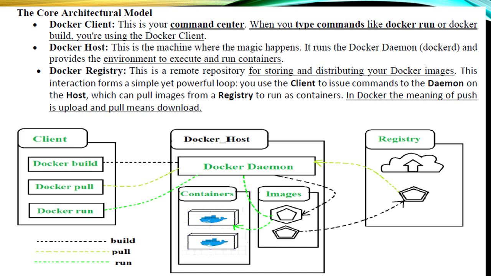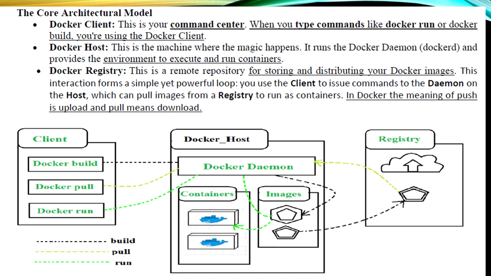Execution, docker run means it's executing, and when you type the command, you are using the client section, and registry in the sense for storing and distributing your Docker images. There will be a remote repository, and we will see what is registry, from which you can pull the images to run a container.